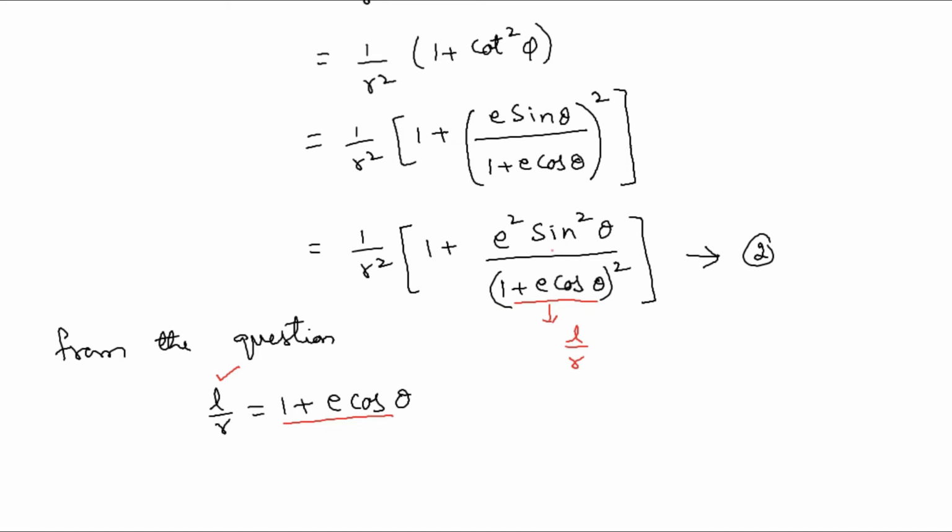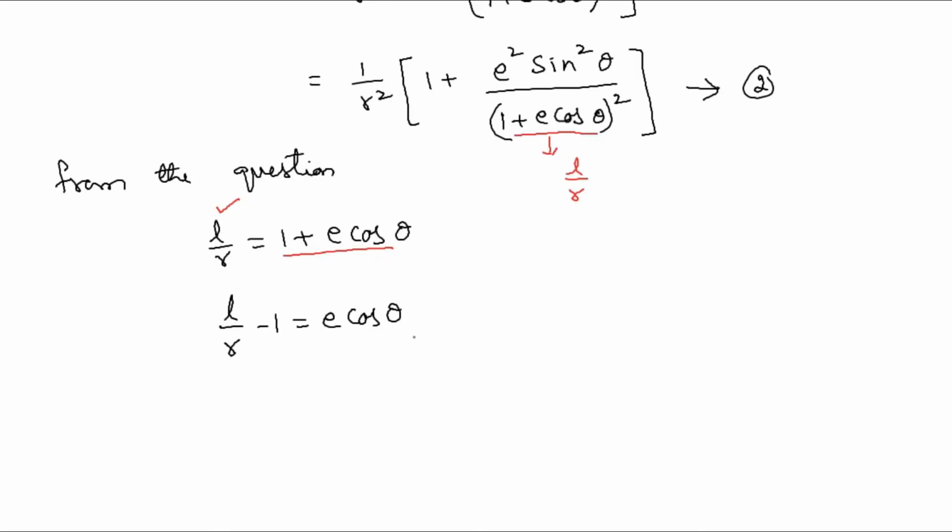Now we have to get this value, e square sine square of theta. So let us try to express this cos theta in terms of sine square of theta. L by R as it is, let us take this plus 1 to the other side, it becomes minus 1, equal to e cos of theta. But I need to express this cos theta in terms of sine square. Therefore, first let us square this value. So squaring on both the sides.